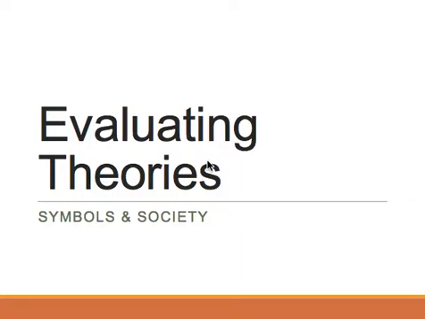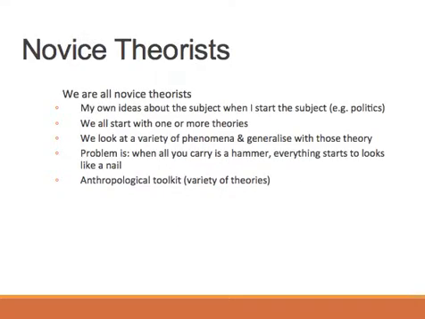In this presentation, I want to discuss how we can evaluate different theories, in particular the different theories that we are considering in the unit Symbols and Society. Now, the first point I want to make in relation to theories is that we are all novice theorists. When we start a new subject, for example, politics, we come with our own ideas about what politics is. For example, you might start politics as an undergraduate thinking politics is all about money and charisma.